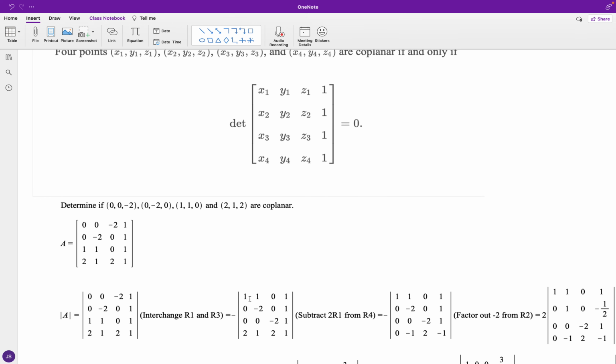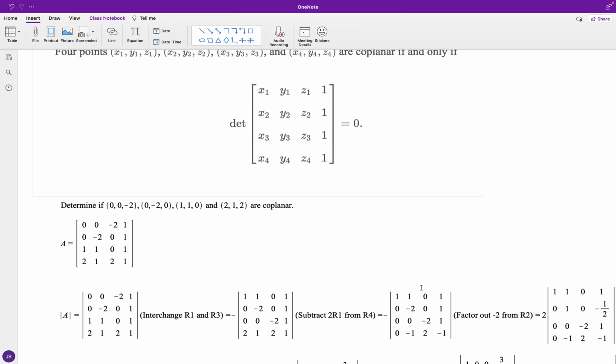For the first column, I have 1, 0, 0, and I want to make the 2 in the bottom row into a 0. So I'm going to subtract the first row elements multiplied by 2 from the last row, subtracting twice R1 from R4. The last row changes to 0, negative 1, 2, and negative 1. And so the first column we have 1, 0, 0, and 0.